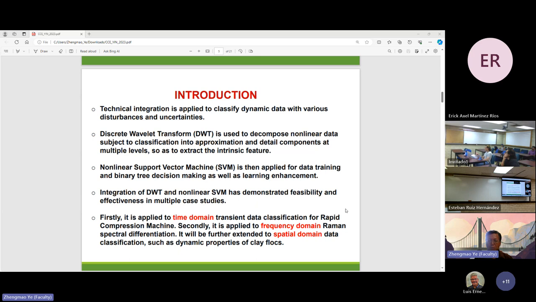Afterwards, the integration of a DWT and a nonlinear SVM has demonstrated feasibility and effectiveness in multiple case studies. Firstly, it applies to the time domain, data classification for rapid compression machine. Secondly, it is applied to the frequency domain, Riemann spectral differentiation. And thirdly, it is further extended to spatial domain data classification, such as the dynamic properties of Clay-Flock.